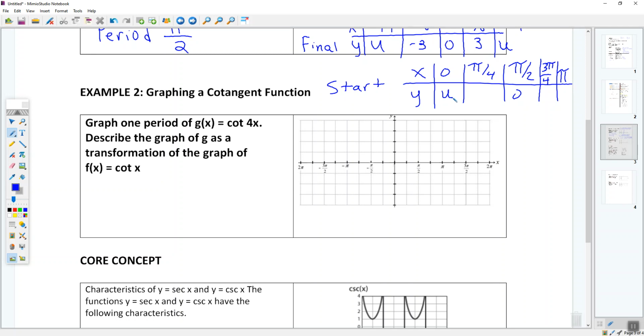Okay. At pi over 4, what's the cotangent? 1. How about pi over 2? 0. How about 3 pi over 4? -1. And how about pi? Undefined. Undefined again.